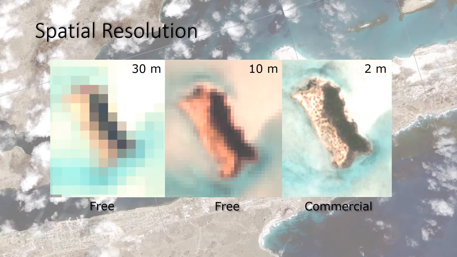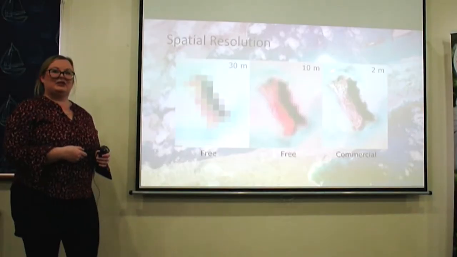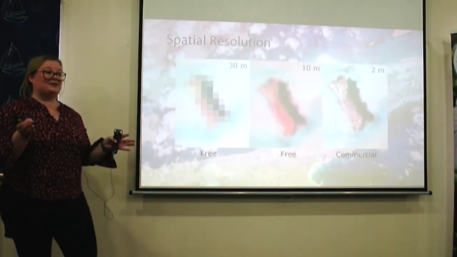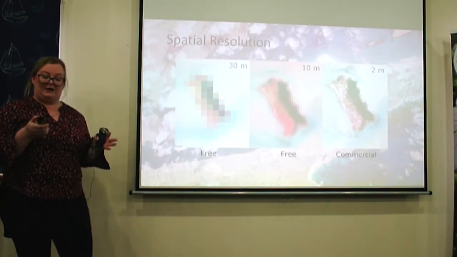The middle image is a Sentinel-2 image, and it's got a 10 meter pixel size. So you can already see that it's still granular, but there's a lot more detail. If you wanted to know the extent of the change from vegetation to bare ground, then you can do this with Sentinel, but perhaps not with Landsat. And again, Sentinel data is open source, so you have access to this at any point in time. You don't have to pay for it.